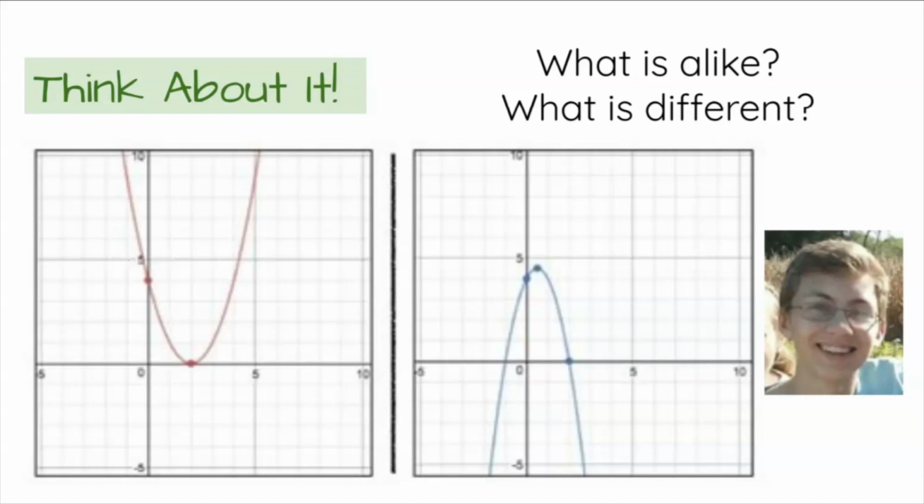Hi, Spencer. Hi. What do you notice that's alike about the two graphs? They both have a y-intercept of 4 and an x-intercept of 2. So they both have a y-intercept of 4. What is that as an ordered pair? 0, 4. Okay. And then they both have an x-intercept of what? 2. Oh, so that's the ordered pair 2, 0. Okay. And then what was something that was different about them? The red one is wider and the blue one's skinnier. Nice. Thanks, Spencer. You're welcome.